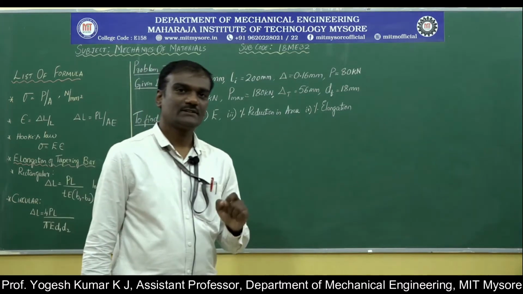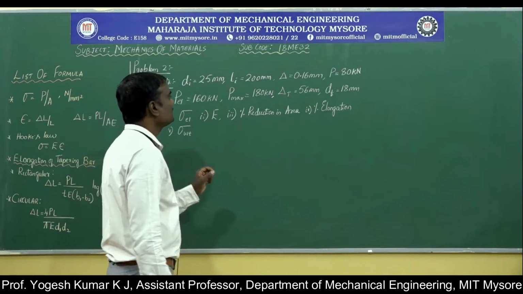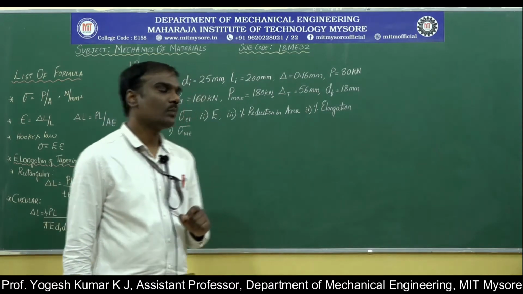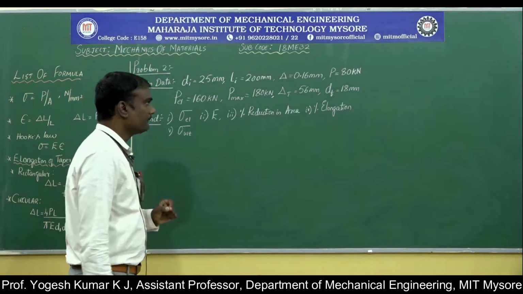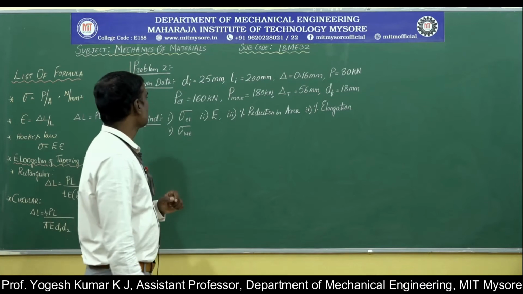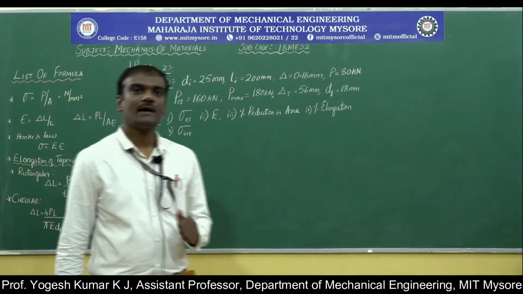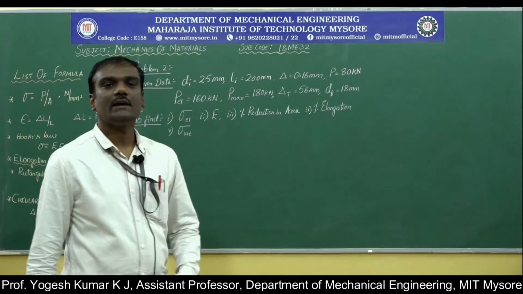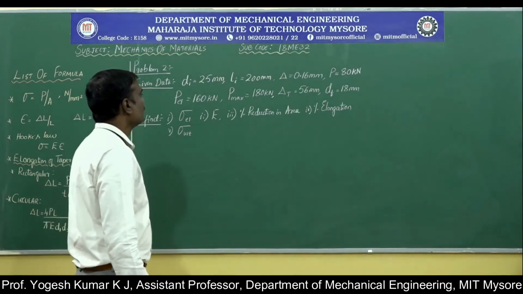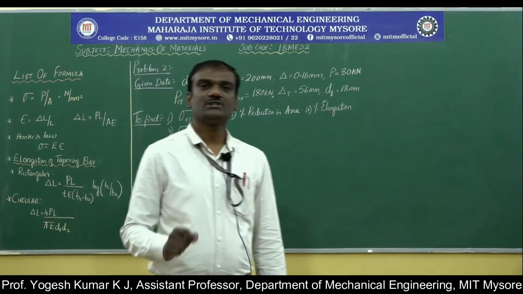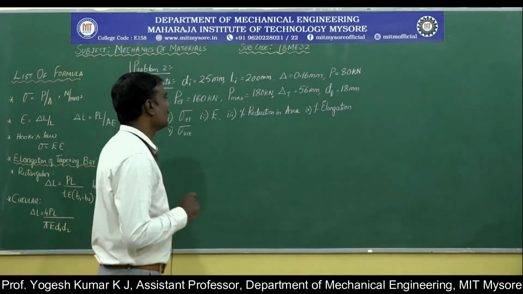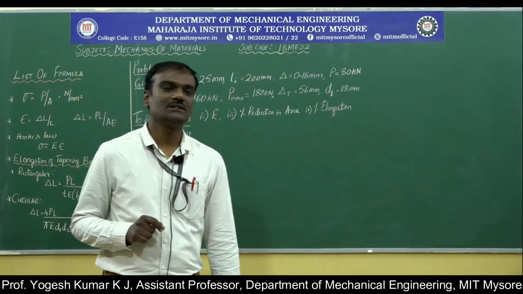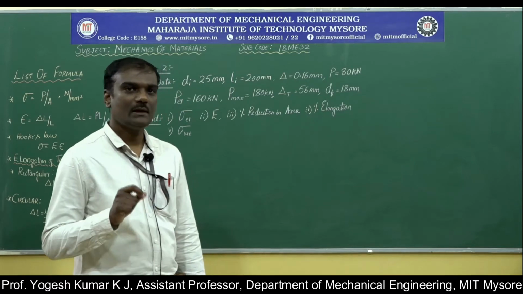The extension of the bar is 0.16 mm at a load of 80 kilonewton, the load at elastic limit is 160 kilonewton, the maximum load acting on the specimen is 180 kilonewton. The extension of the member at fracture is 56 mm and the neck diameter is 18 mm.